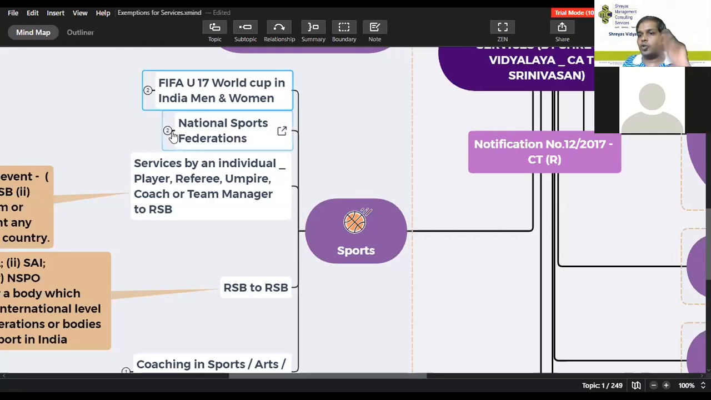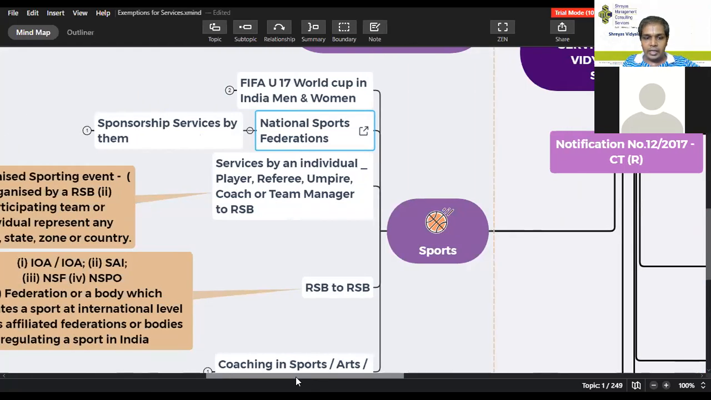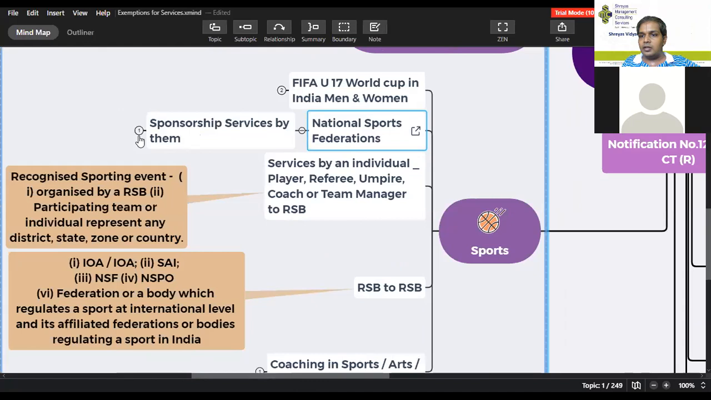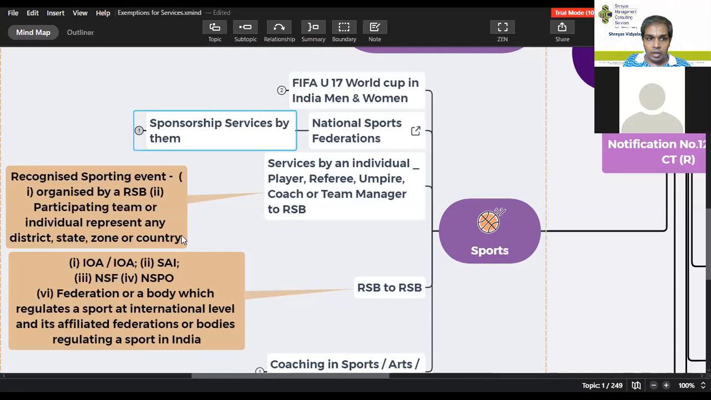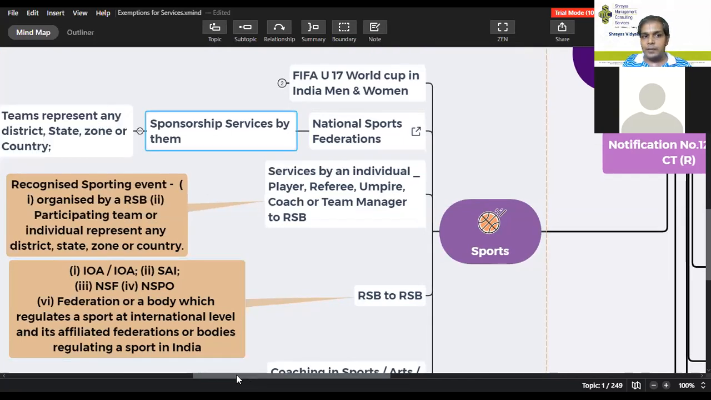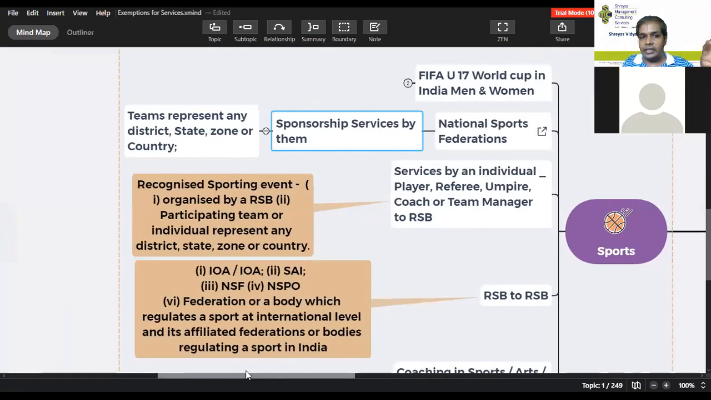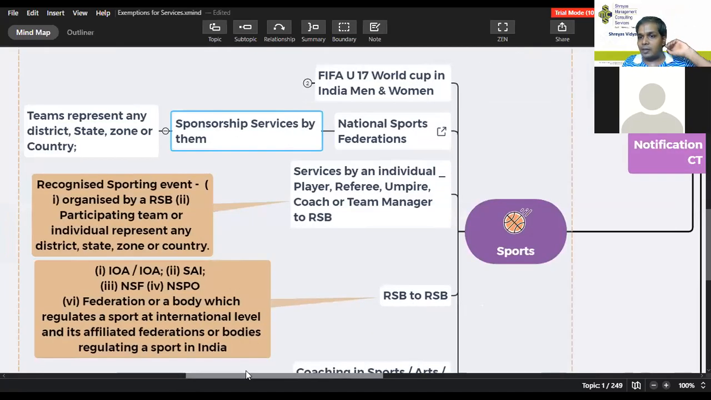Second is National Sports Federation, which is basically a federation approved by the Ministry of Sports and Youth. So whatever sponsorship services are provided by them, if they are getting any sponsorship income, they are being given exemption. Very simple point. And the sponsorship income they get, for what type of events? Very interesting point. It should be for an event where teams represent any district or state, for example inter-district competition, interstate, Tamil Nadu versus Punjab, inter-zone, or country, India versus Pakistan. Only those are given exemption.